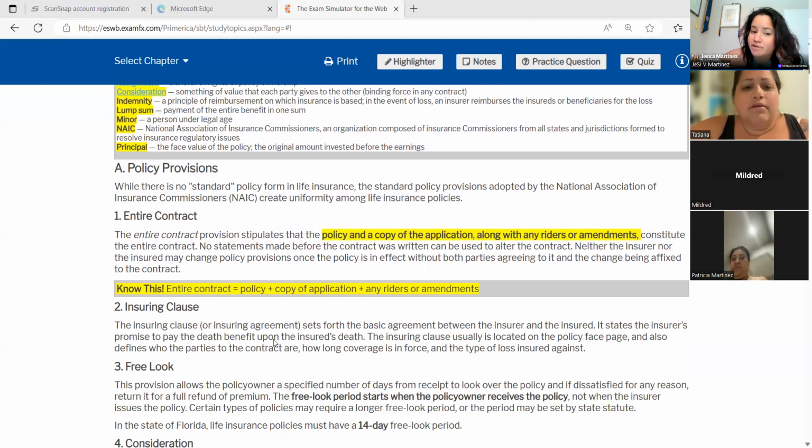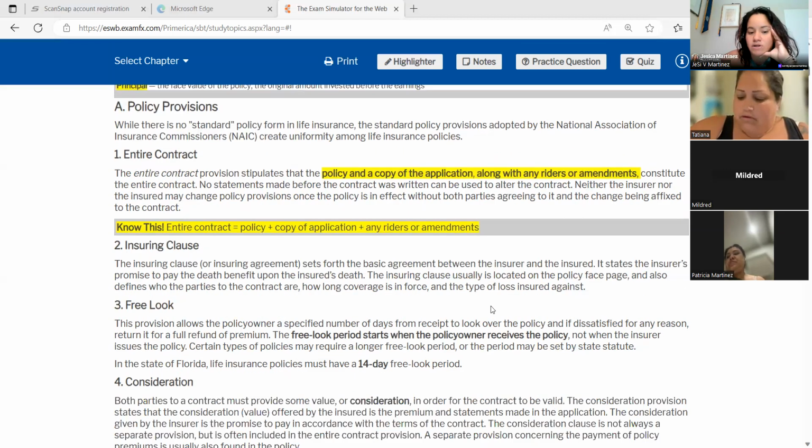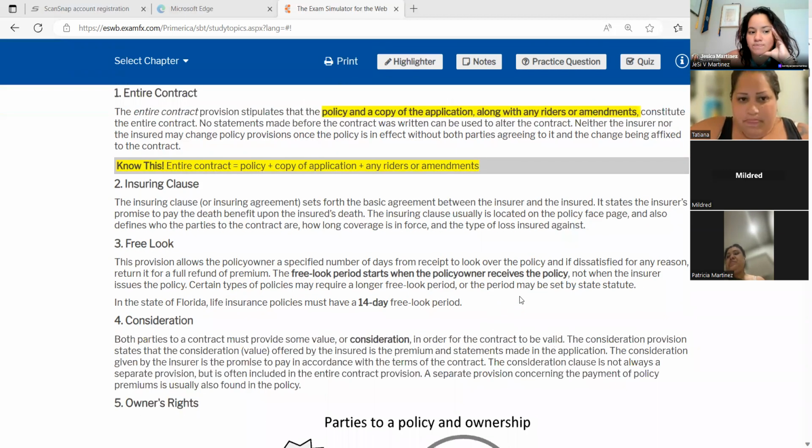Indemnity is a principle of reimbursement on which insurance is based in the event of a loss. So indemnity is, if you suffer a loss, how much will you get? That amount of money will be the indemnity of the loss. So in the indemnización, something happens in an accident, te dan cierta cantidad de dinero and they call it an indemnity, basically. A loss, una indemnización por lo que pasó.